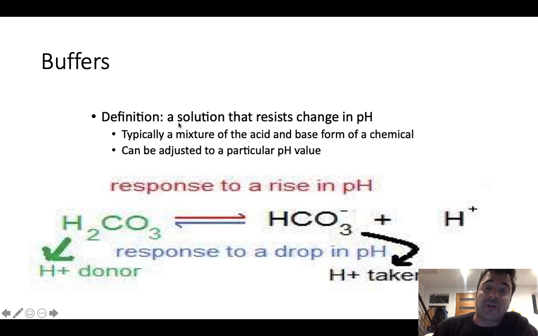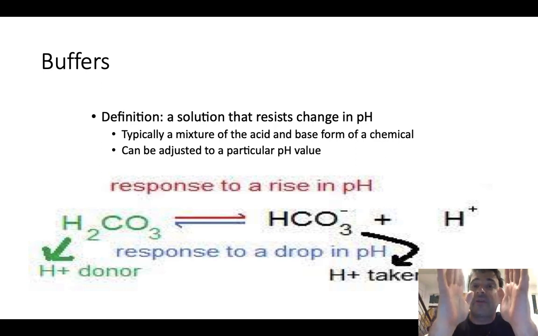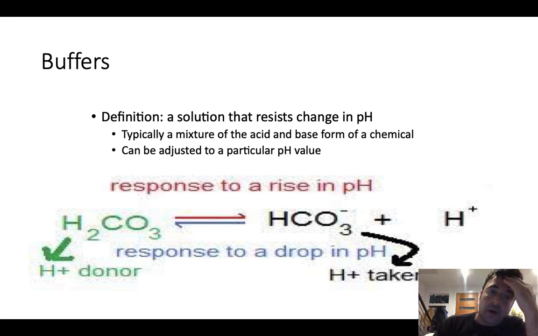So buffering solutions are solutions that resist changes to pH. Being able to resist changes to pH is really important, especially in biological systems, because most things in biological systems are pH sensitive. They work best within a narrow range of pH limits. So all buffering systems consist of a weak acid and a weak base. We'll talk about what constitutes a weak acid and a weak base in just a moment.